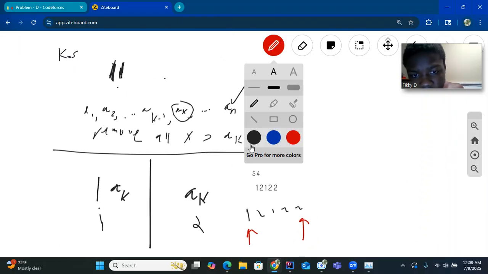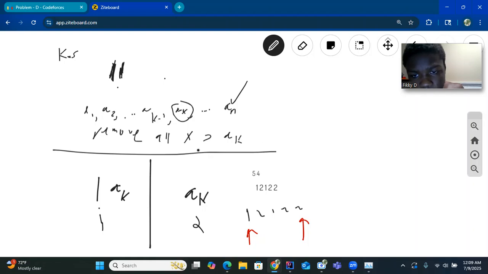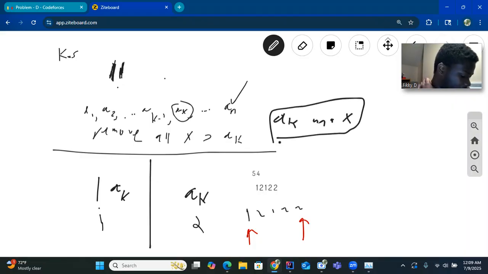A sub k is now the max element, right? We removed all x greater than a sub k. So a sub k is now the max element. Then we can't remove all instances of a sub k. We can only remove some of a sub k. But anything that's below a sub k, any value below a sub k, we can't remove, right?